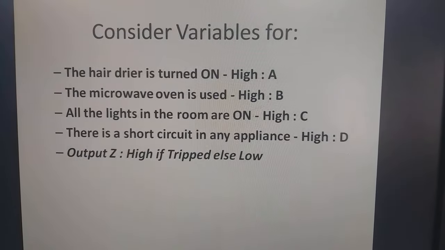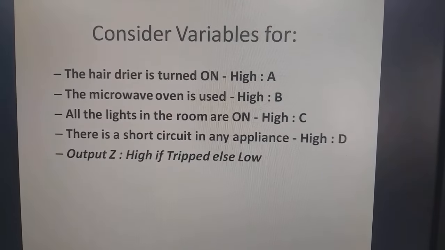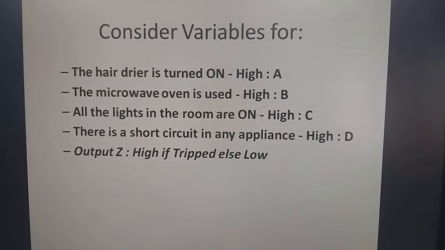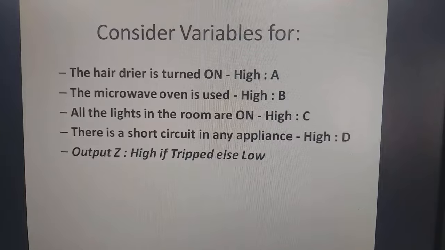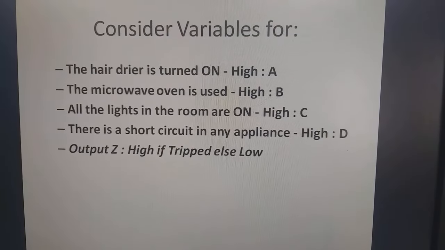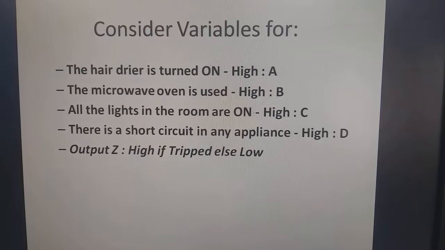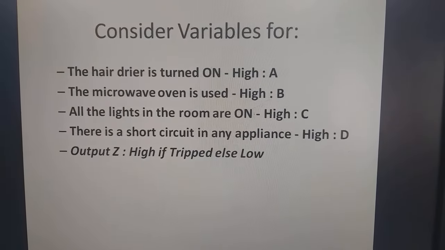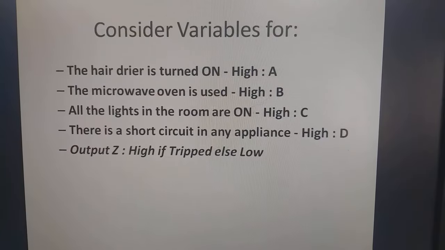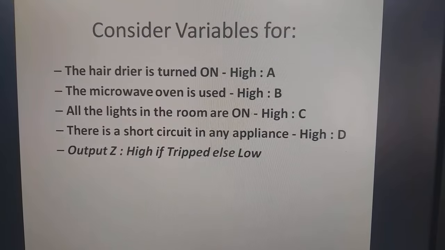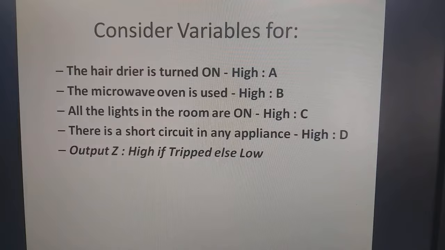The microwave oven is represented by B. High means it is on, off means it is low. All the lights in the room are represented by the variable C, where all the lights are on means it is high, off means it is 0. There is a short circuit in any appliance, let us represent by D. If there is short circuit, it is high, else it is low. Let us represent the output as Z. That means high if it has been tripped, else it will be low.